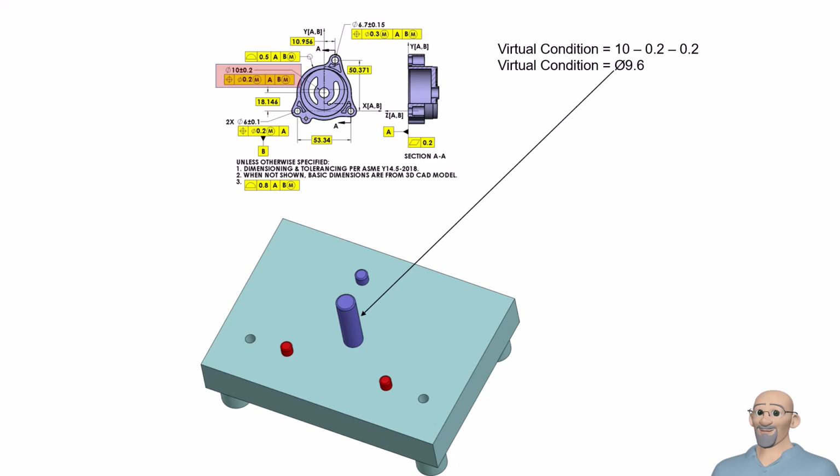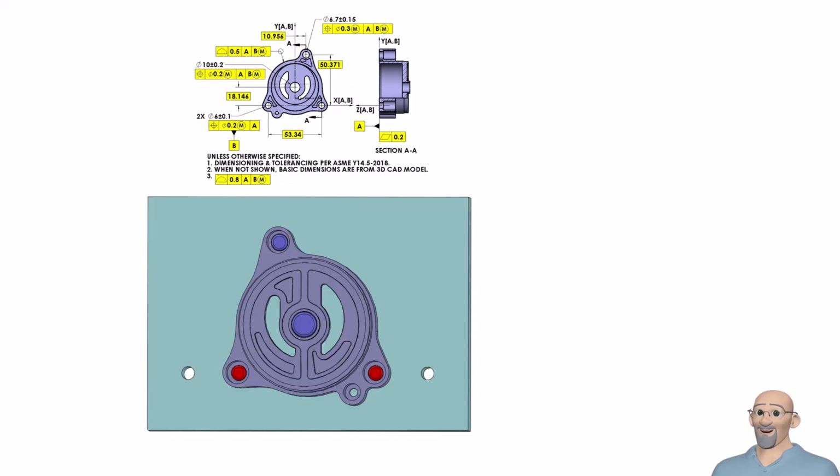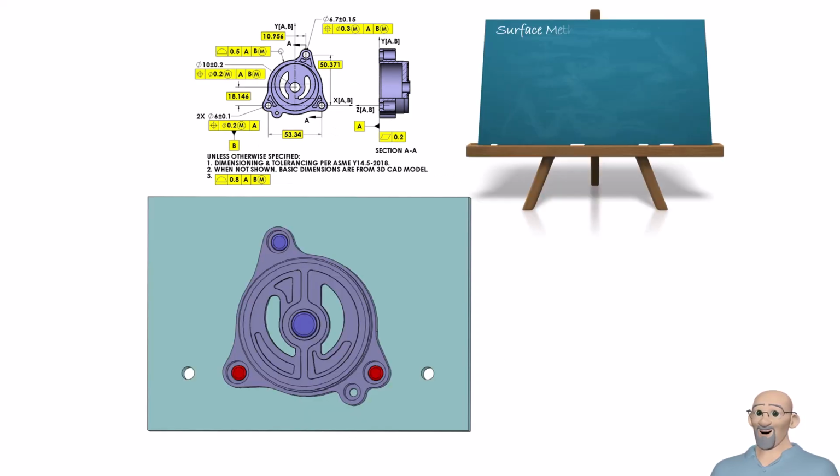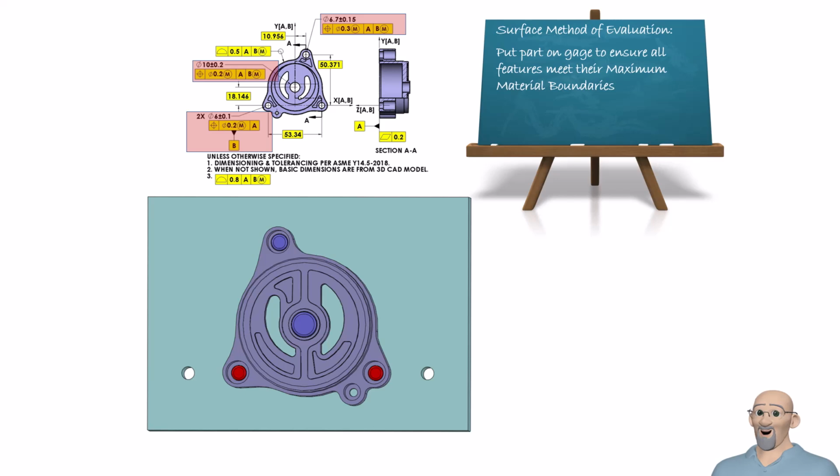What does this mean? If a part will go onto the gauge, the 2 diameter 6 millimeter holes and all the other features that are toleranced at MMC relative to the datum reference frame AB do not violate their maximum material boundaries. If you then check all the local sizes of each feature and they are in spec, you are done with the inspection of the part and it is good. This is called the surface method of evaluation.